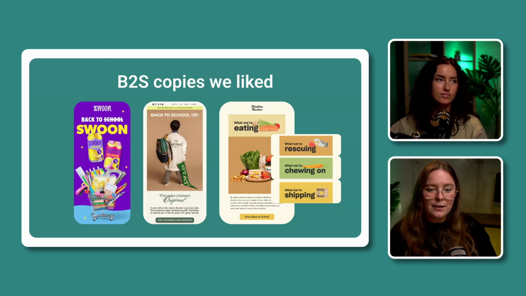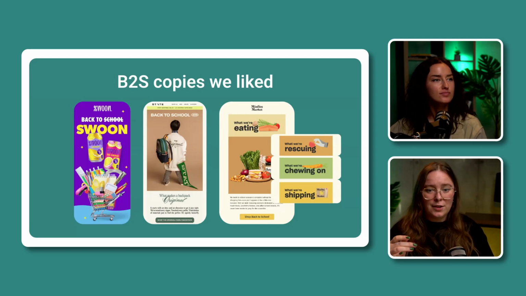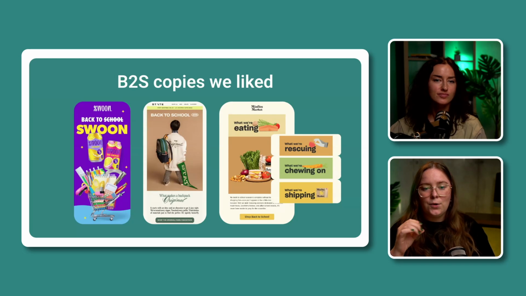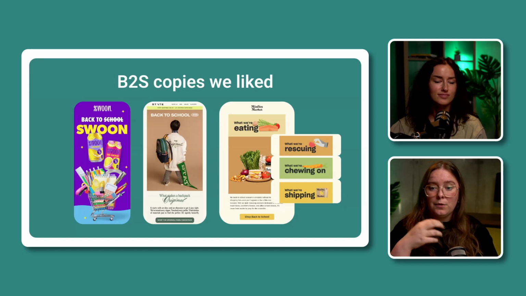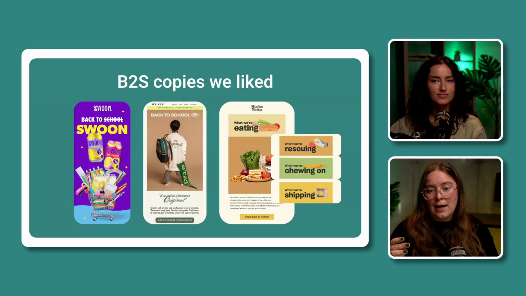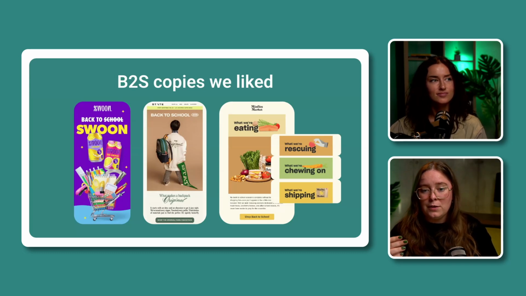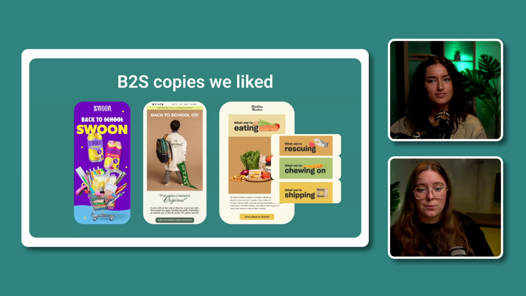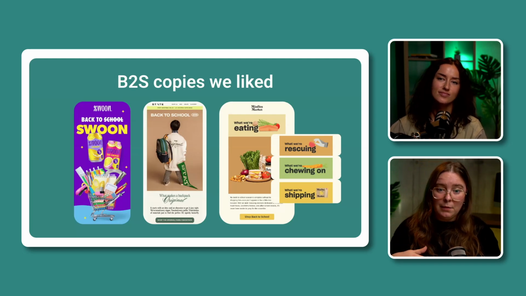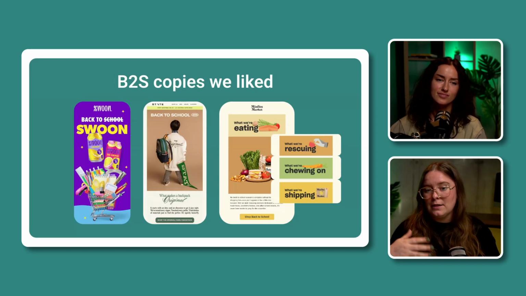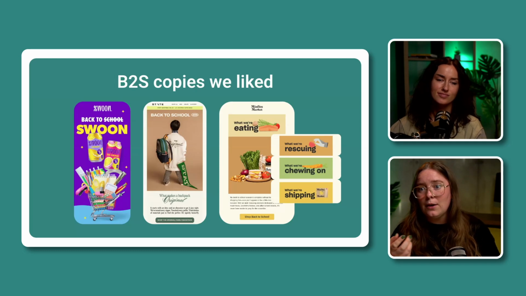And Misfits Market, so the repeating structure they have in their email, what we are eating, what we are rescuing, what we are chewing, what we are shipping, that creates a steady cadence that's both scrollable and story driven. So it breaks up the product drops into mini editorial bites. And it's a good example of structural repetition used to build narrative flow. So the pattern makes a long email feel light and it gives the brand a consistent voice without needing to oversell.